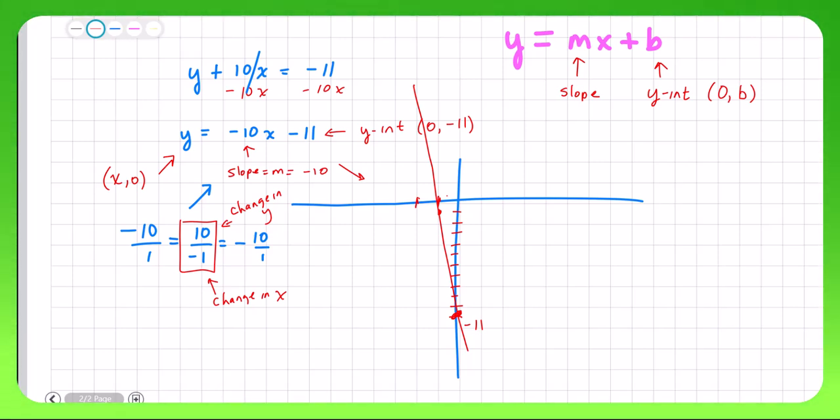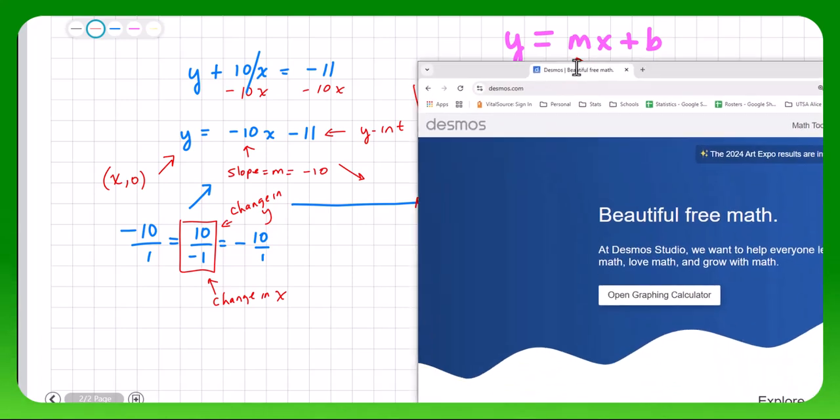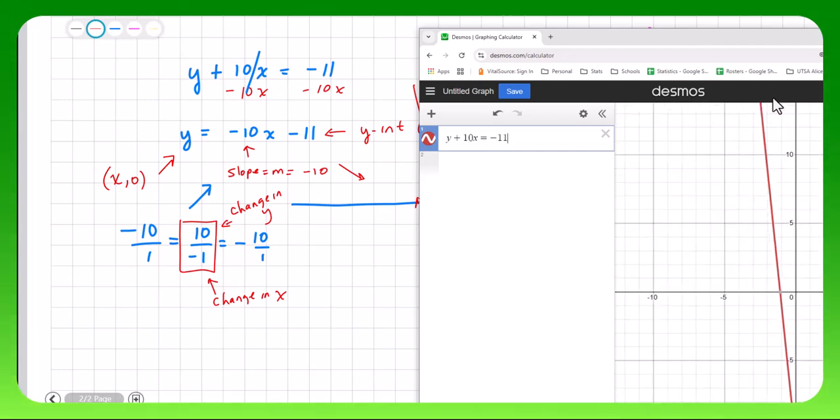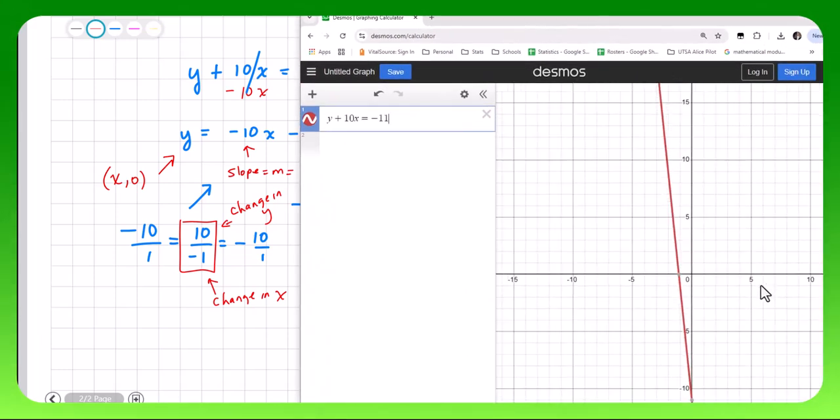Now, what I tend to do, of course, on homework and stuff like that, is I go to desmos.com and I put in this, and I don't even have to solve it. I can put it in the way it was given to me. So y plus 10x equals negative 11. And I can scroll out. Oops, get it all on the screen.